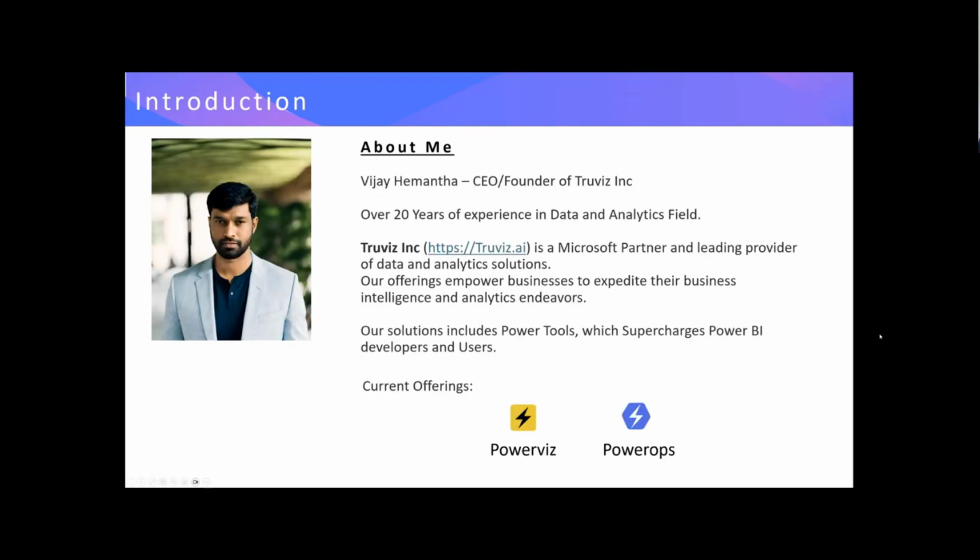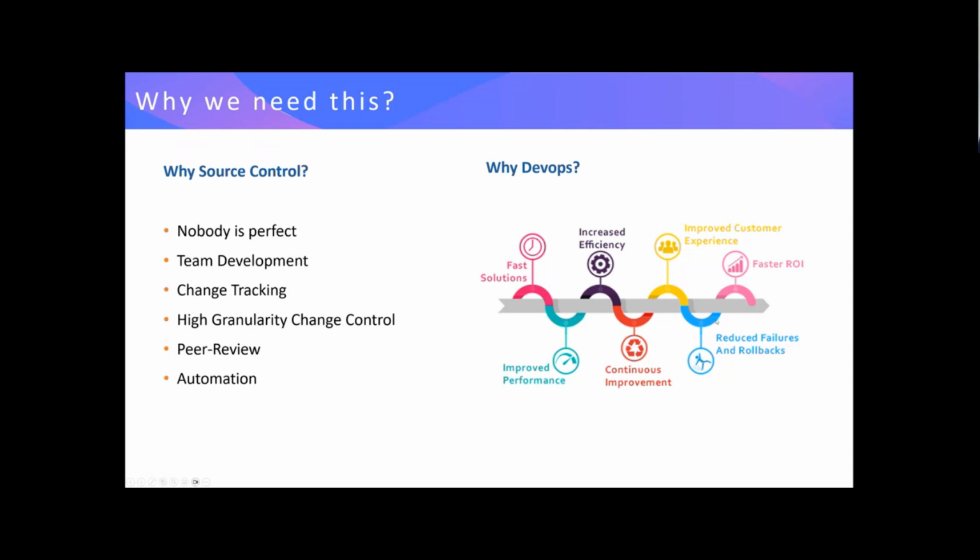Let's go to the next slide. Why do we need DevOps or source control? Because nobody is perfect. The way you might already be building Power BI reports or models, you might think that everything is going well, but unfortunately nobody is perfect. There could be something that you might be missing, or some errors that could happen. So it's always good to track the changes, and that is where source control helps us.